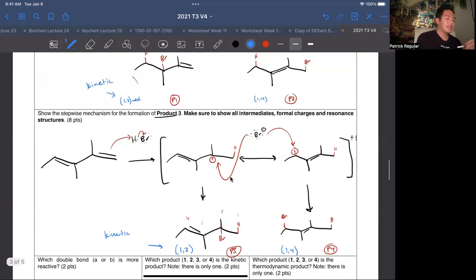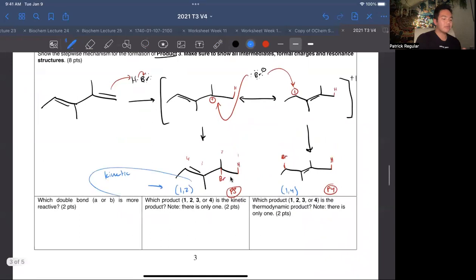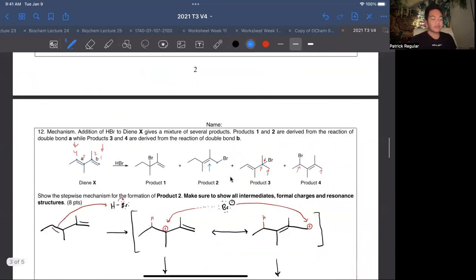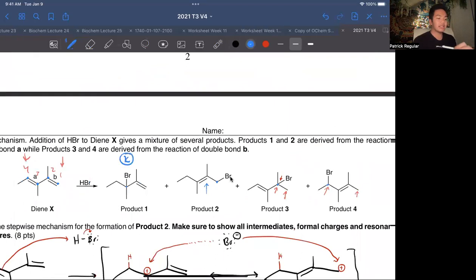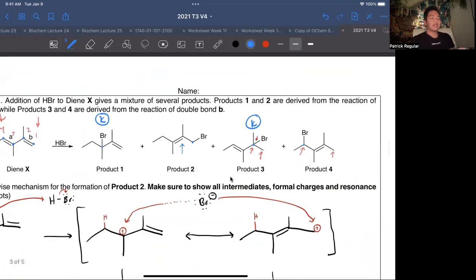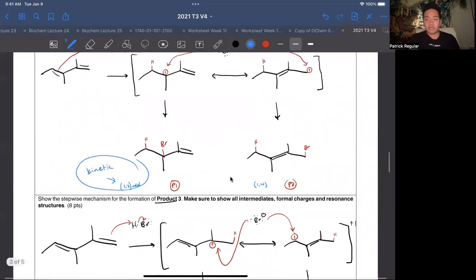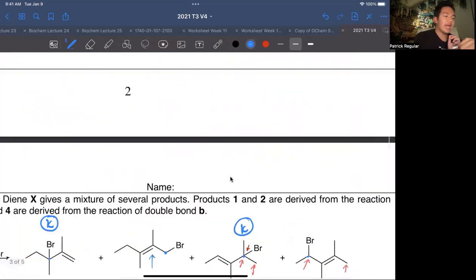Now, if your 1,2 addition is your kinetic product, we technically do have 2 kinetic products. So this is a kinetic product, and this is another kinetic product. Now let's look at products 2 and 4. Most of the time, your 1,4 addition is your thermodynamic product. There are exceptions. Sometimes your thermodynamic product is the same as your 1,2 addition. And the way you decide that is by looking at the substitution pattern. If you remember from test 2, you would be asked to look at an alkene and identify its substitution pattern. Is it mono, di, tri, or tetra?